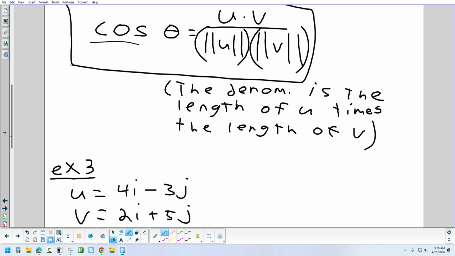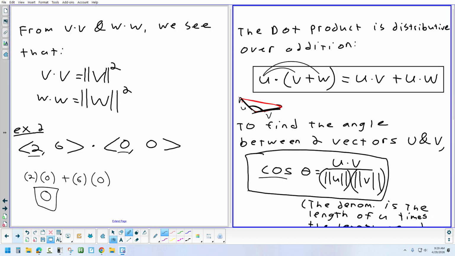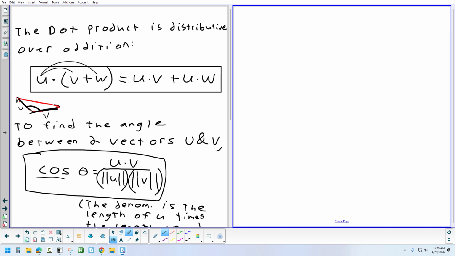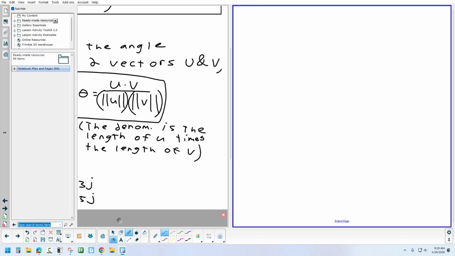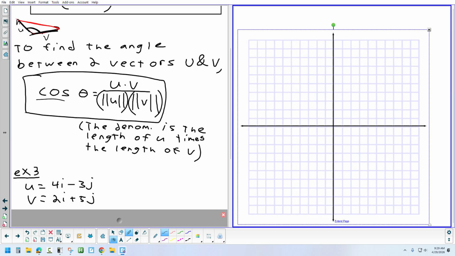So let's try it with those 2 vectors: 4i minus 3j and 2i plus 5j. I think I have a graph. I'm going to make a graph. What I want to do is draw them just to get an idea of what the angle looks like. And then we'll do it out and see if our work matches our picture.